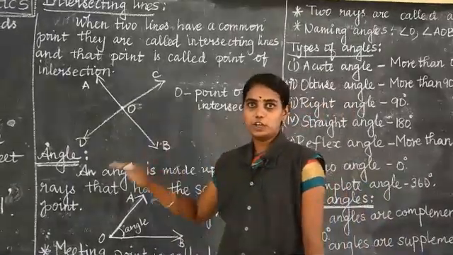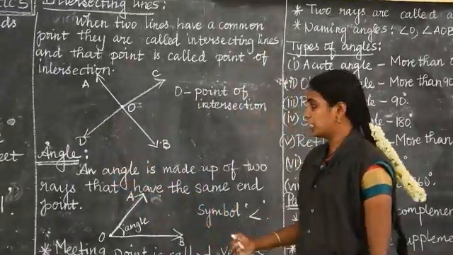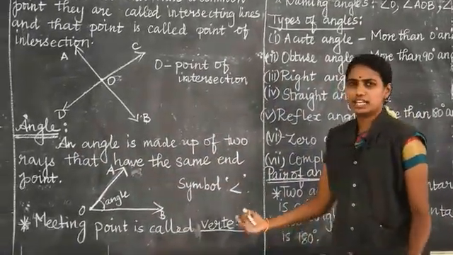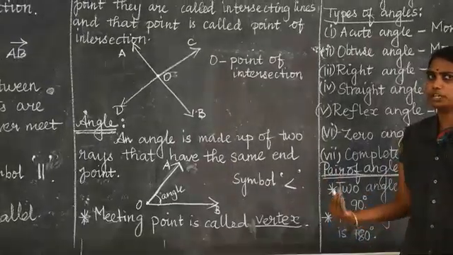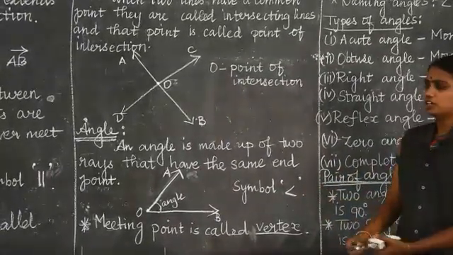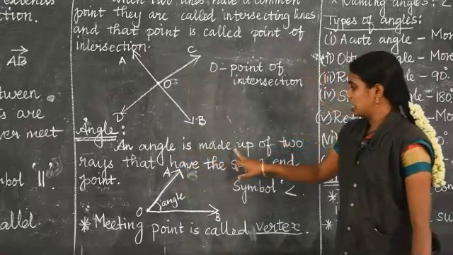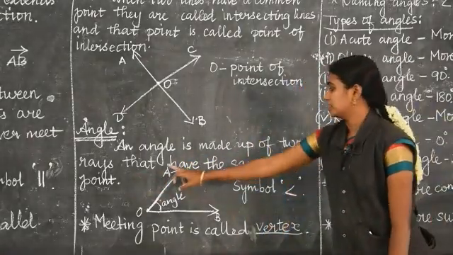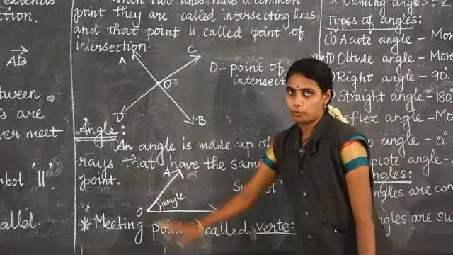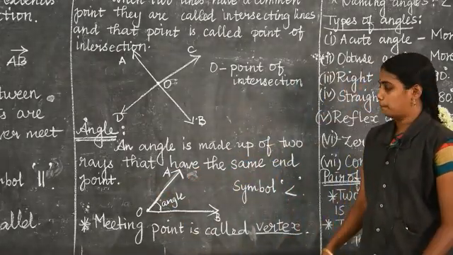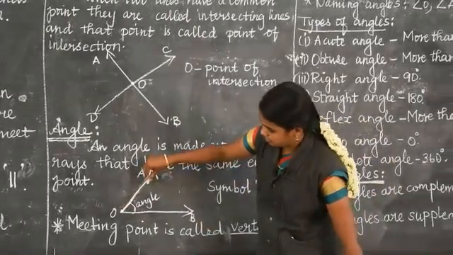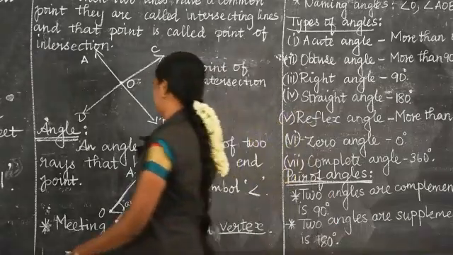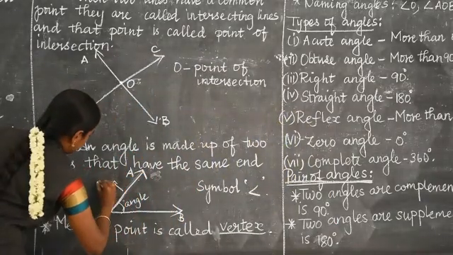Clear? Lines are over. Now we are going to see about an angle. What is an angle? We have learned angles in many places. Now we will see an angle is made up of two rays. How many rays? Two rays that have the same end point. For example, here, this is one ray. Yes or no? The ray we can call an arm.